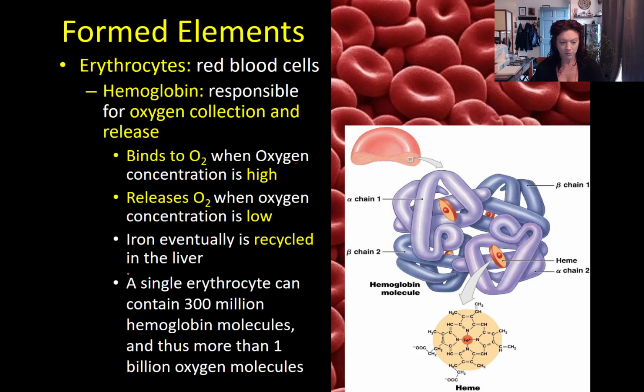Now, this is kind of cool. A single erythrocyte can contain 300 million hemoglobin molecules. Remember, each hemoglobin carries 4 heme molecules. If you do the math on this, it means more than 1 billion oxygen molecules can be transported by one erythrocyte. So these cells, the erythrocytes, not just the hemoglobin, but the erythrocytes are really, really good at picking up oxygen and transporting huge amounts of it.